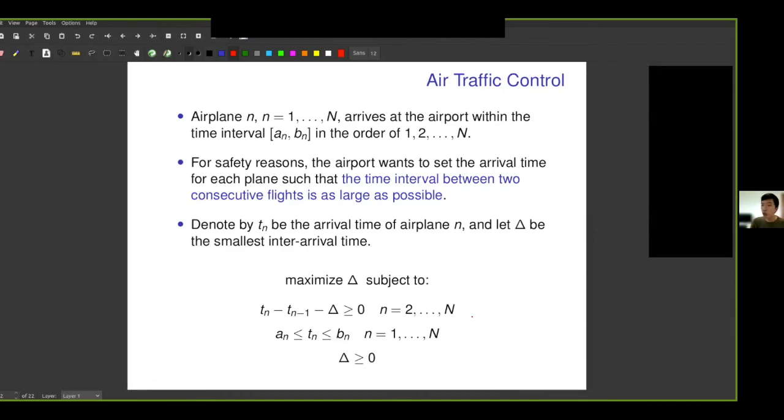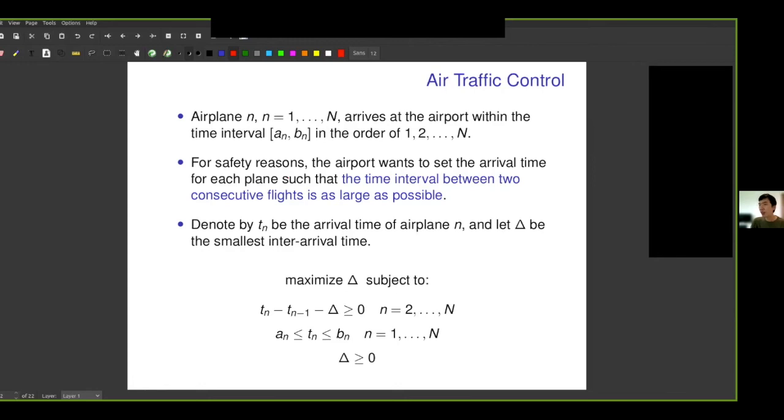And in total, you have capital N airplanes, right? So on top of this specific order that you need to respect, you also need to have a requirement that the arrival time of the Nth airplane needs to be between AN and BN. So AN is the earliest arrival time and BN is the latest arrival time. These are the problem requirements. Again, AN and BN are not decision variables, but numbers that are given to you.